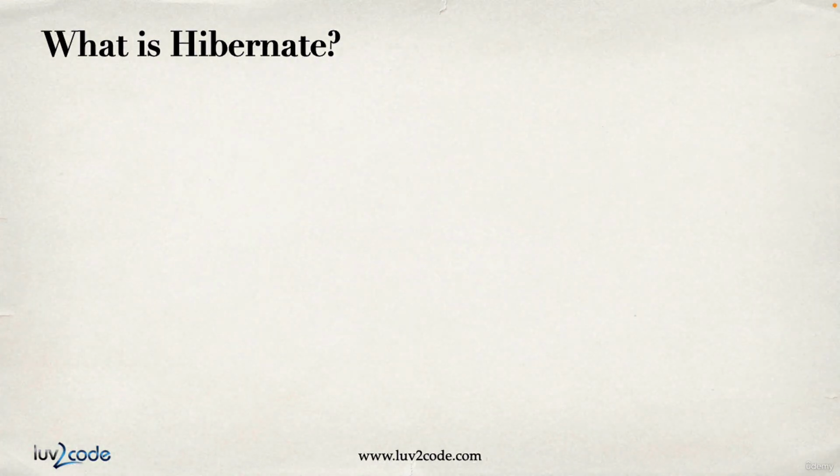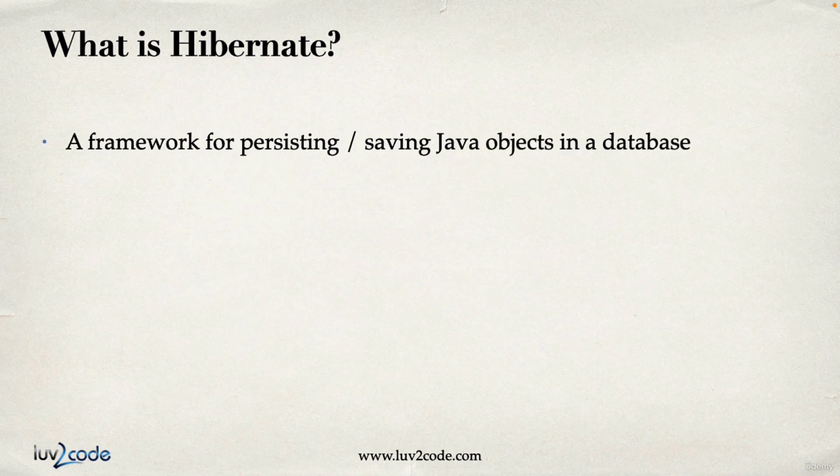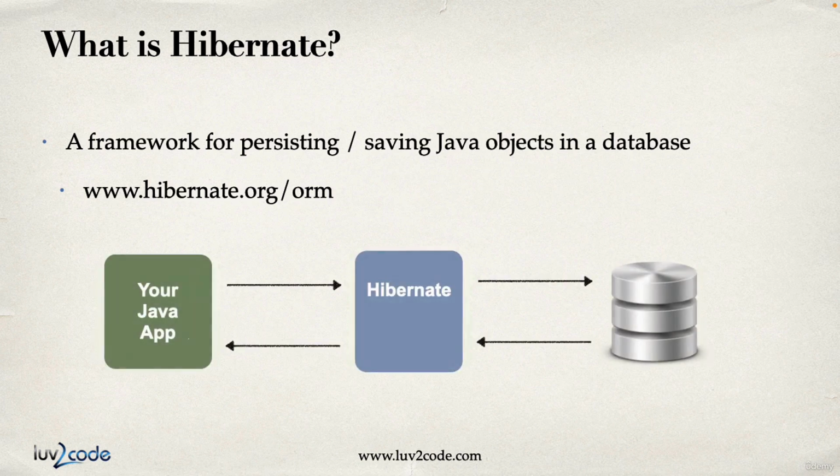All right, first off, what is Hibernate? Hibernate is a framework for persisting or saving Java objects into a database. It's a very popular framework that's used by a lot of enterprise Java projects. Basically, at a very high level, you'll have your Java application. It'll make use of this Hibernate framework, and you can use it for saving and retrieving data from the database.